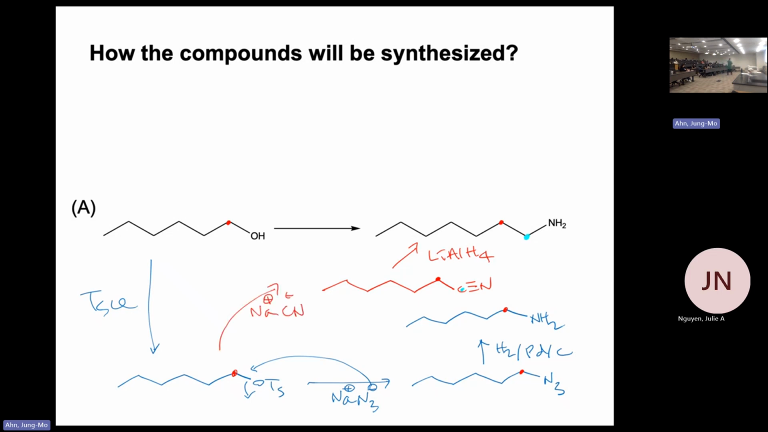So instead, cyanide, definitely, as the nucleophile. Heating this tosylate, make that, reduce, and you can make it out. But if you're using a wrong nucleophile, then definitely you can convert the alcohol to an amine, but not the same number of carbons in the chain.